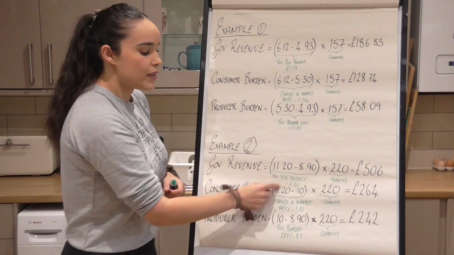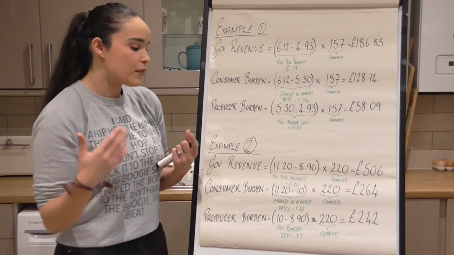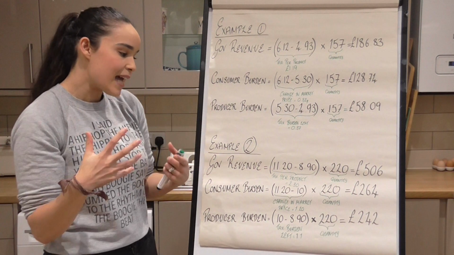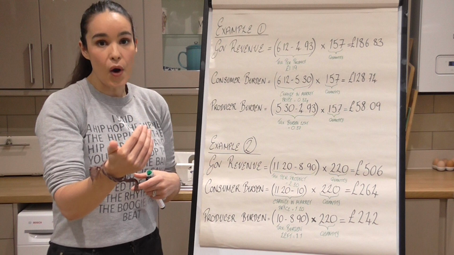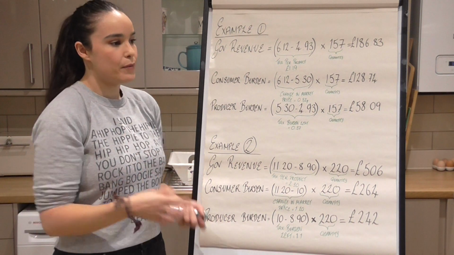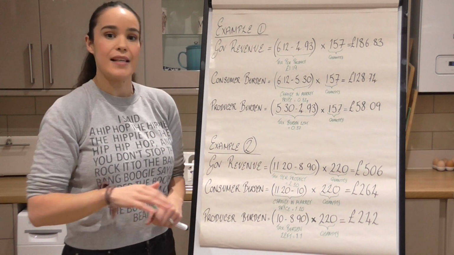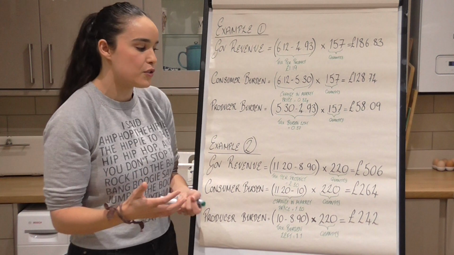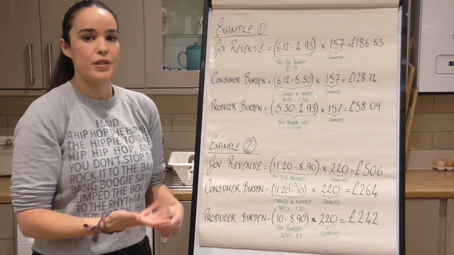Now our next step is to work the consumer burden out. So again, you just take your £11.20 minus the old market price, which is £10, which gives you £1.20 of tax, which means that for every single product that is sold, it's costing you as a consumer £11.20, but actually £1.20 of that is purely tax that goes straight to the government. Times it by 220, you get 264. Then you need to work out the producer burden.